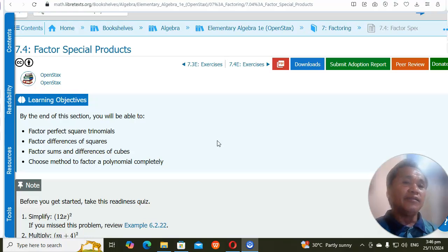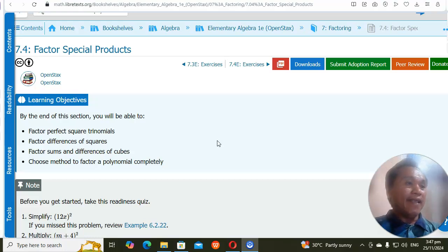And then, very important, another special product is the difference of two squares. So what are the elements, or what are the characteristics of the difference of two squares? Okay. So if you know the elements, you know the characteristics of a difference of two squares, you will be able to factor it easily.